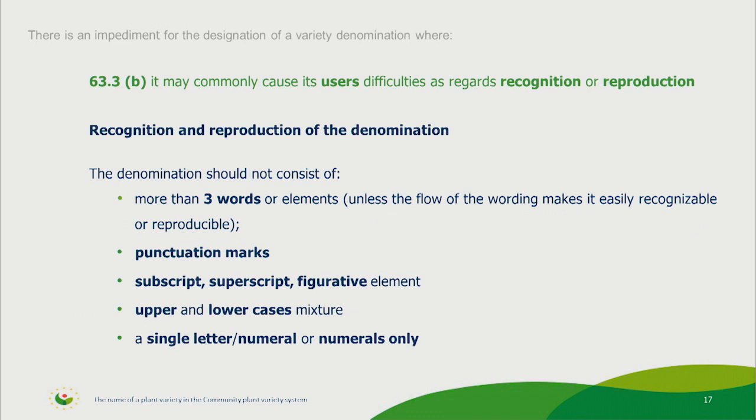Another condition is that the variety denomination must be easy to reproduce. In general, a variety denomination should not contain too many elements, should not contain punctuation marks, symbols, or figurative elements. It may also be difficult to reproduce if it consists of a combination of upper and lower cases, except when the first letter is in uppercase and the rest of the denomination is written in lower case. Finally, a denomination may be difficult to identify as a variety denomination if it consists of one letter or one numeral only.